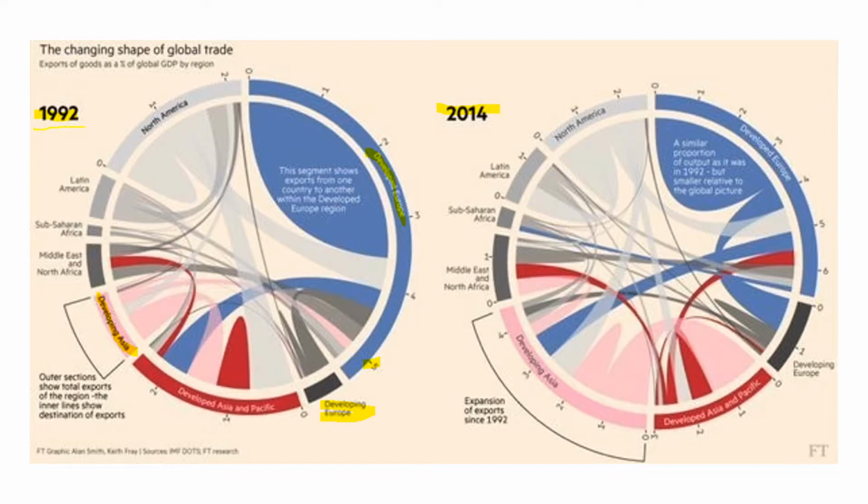If we fast forward to 2014, what do we note? Well, in particular, this big chunk here of exports coming from developing Asian countries. So a big expansion of exports since 1992 from these countries. We can see developing Europe has also increased its scale of exporting, as well as developed Asian and Pacific countries. Increasingly we see, while still a lot of imports from North America and Europe, the rate of increase has been faster from other areas.